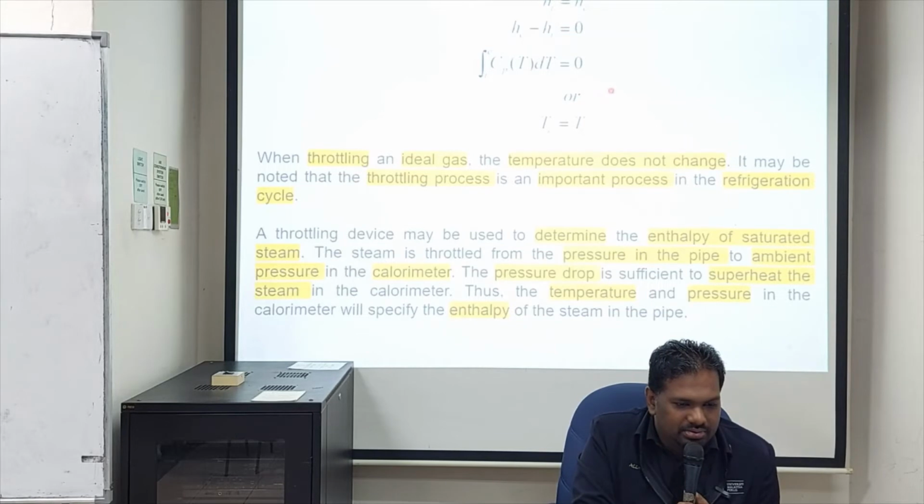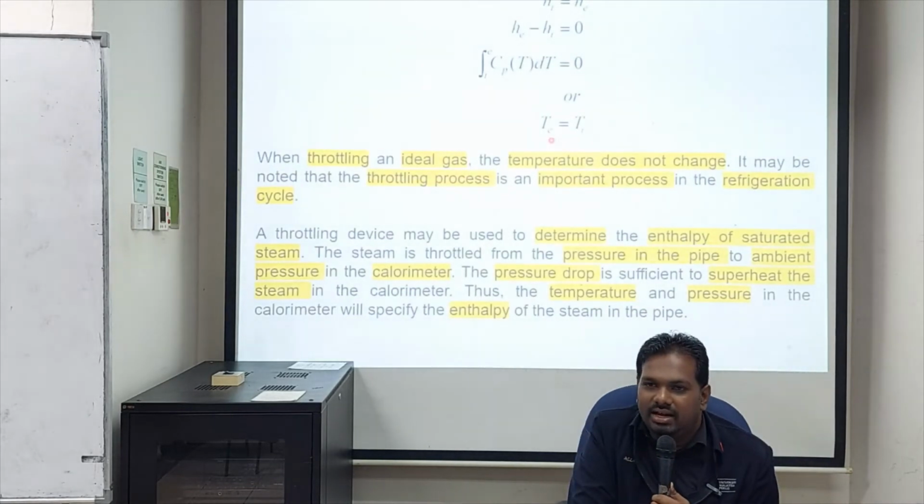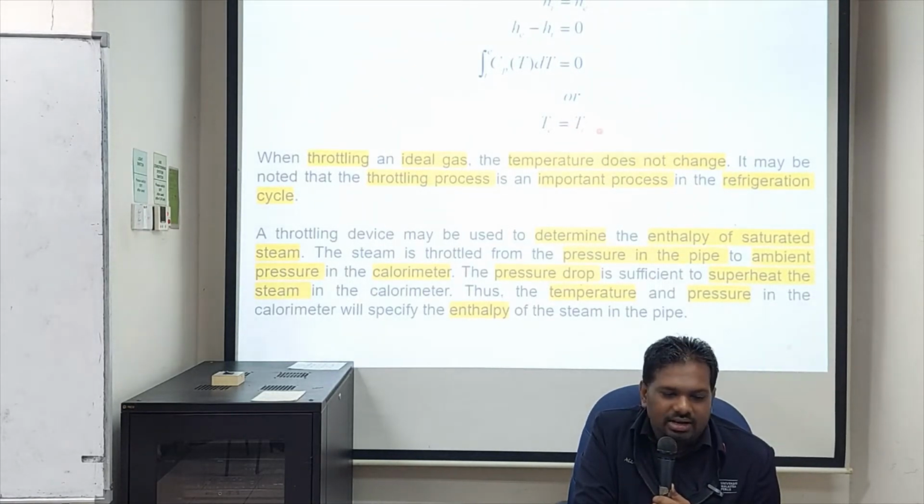Okay, so the process for an ideal gas, what will happen? So here, HI equals to HE is replaced with TE equals to TI. T is, what is T? T, temperature. So T is temperature.